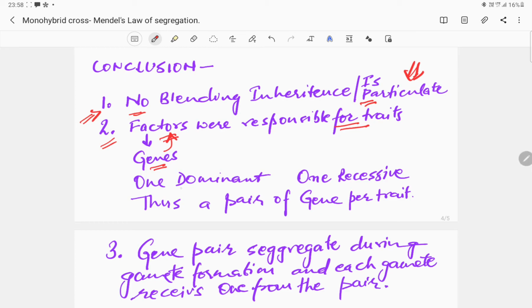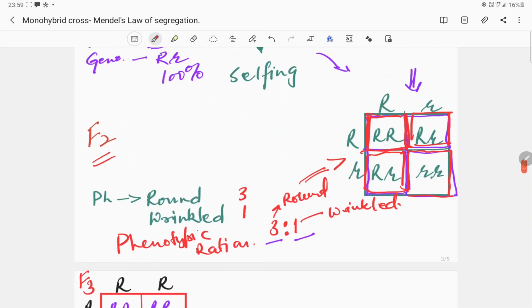He didn't stop there. He also said that there are always a pair of these genes present. One of them is a dominating partner and the other is a recessive one. Now, how could he conclude these two points is what we'll look at now.